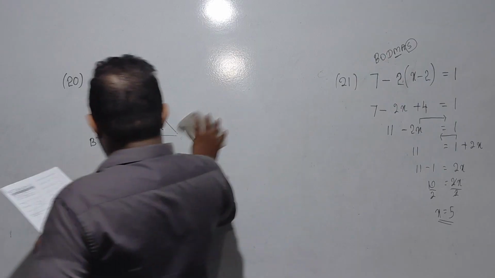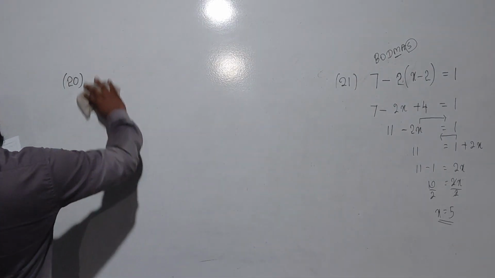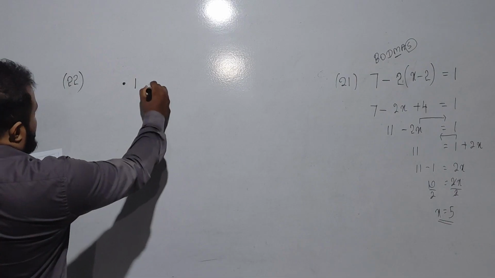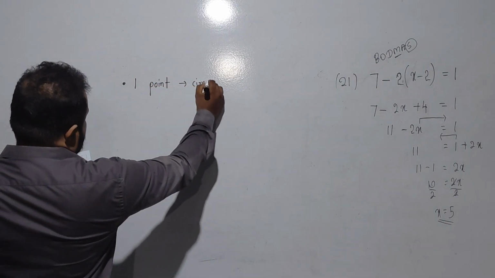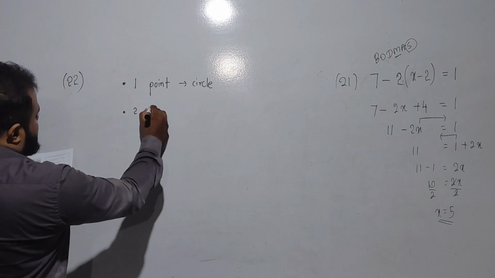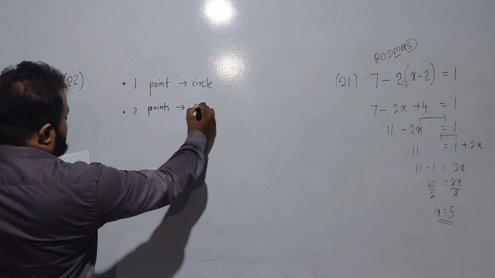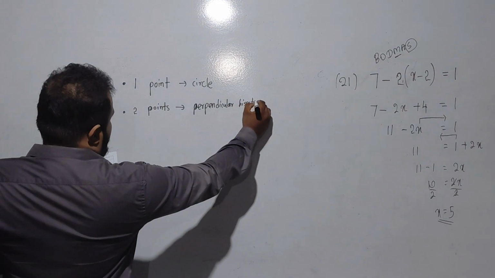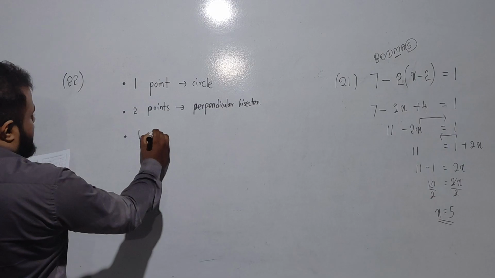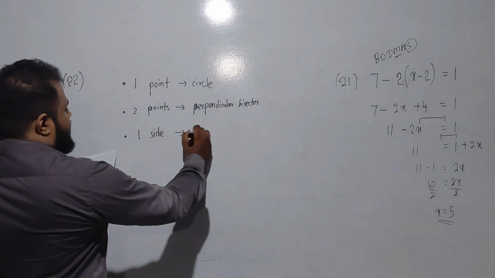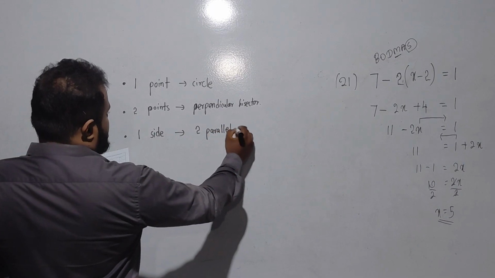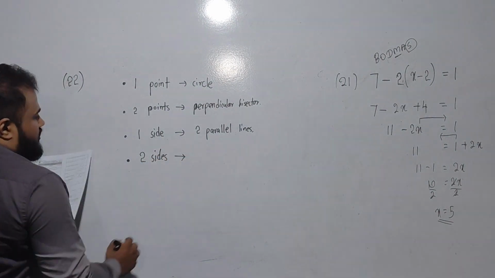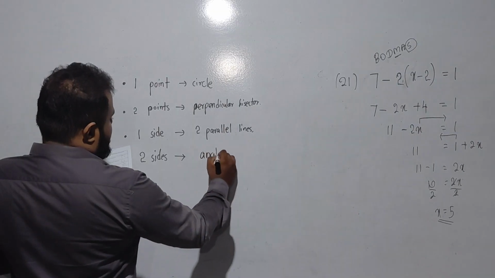It's according to loci. In loci, remember these four statements. If the question is talking about one point, it's a circle. If the question talks about 2 points, it's about a perpendicular bisector. And if the question is talking about one side, it's about 2 parallel lines or a pair of parallel lines. And if the question is about 2 sides, they are talking about angle bisector.